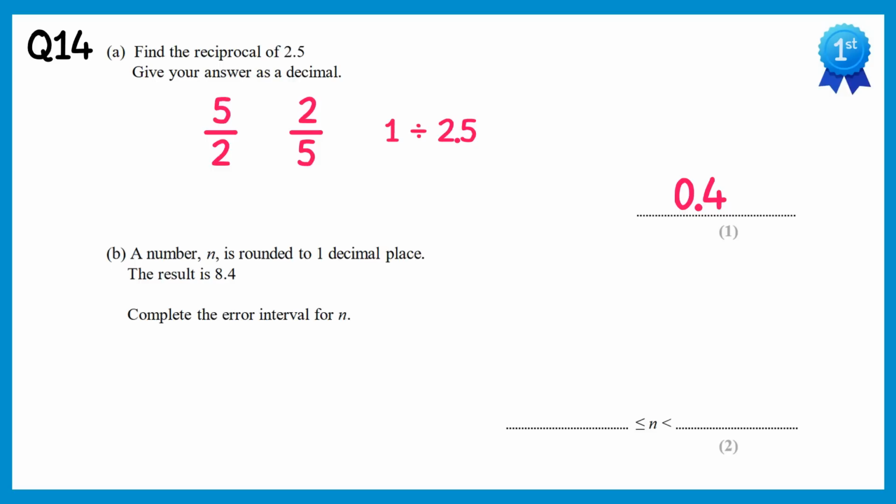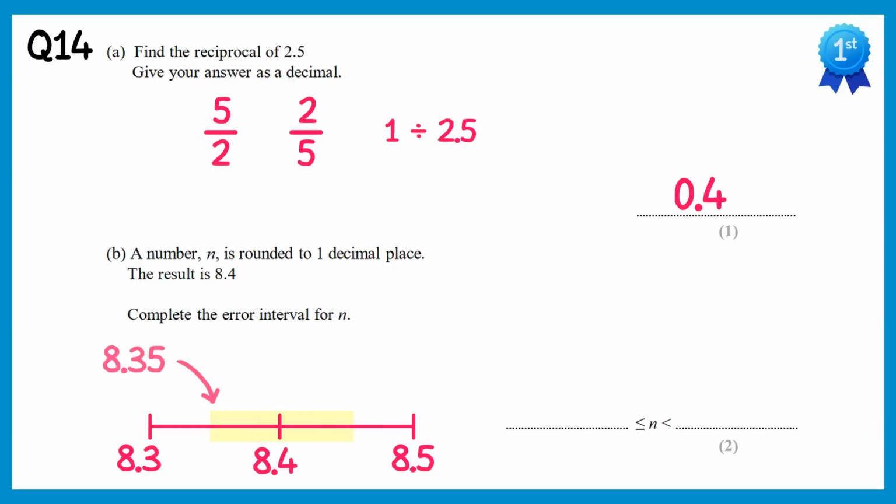For this next question, I need to write an error interval. The result after rounding is 8.4, so we'll draw a number line with 8.4, and then put the decimal before this and the decimal after, so 8.3 and 8.5. The numbers that round to 8.4 are represented by this bar here. The lower point of that bar is 8.35, and the upper point is 8.45. So these are the bounds of my error interval, 8.35 and 8.45.